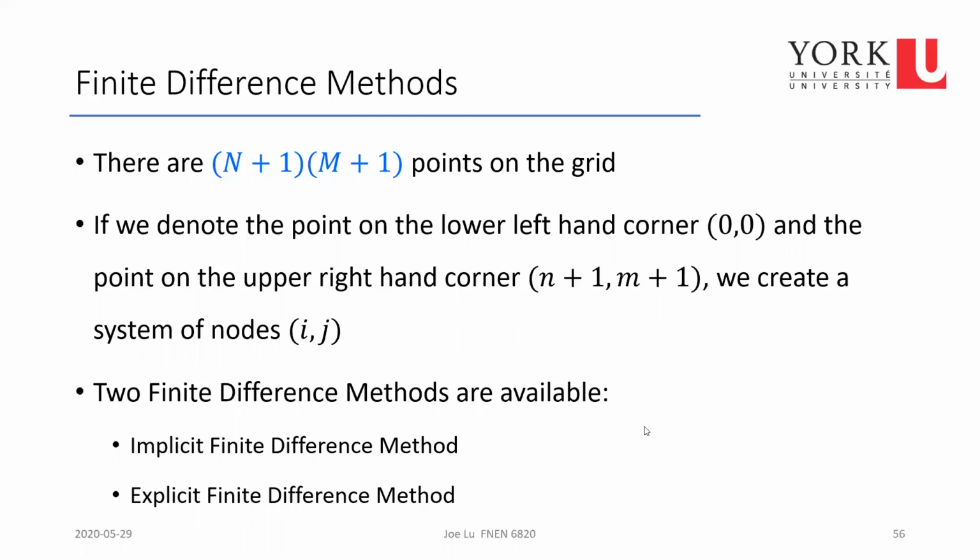Now there are two finite difference methods we can implement. There are pros and cons. One is called the implicit finite difference. One is called the explicit finite difference. Let's take a look at each of them.